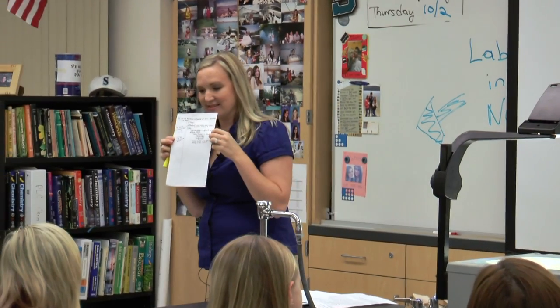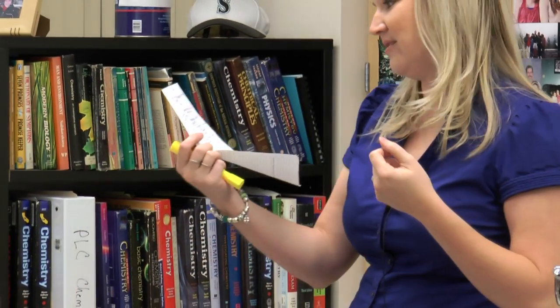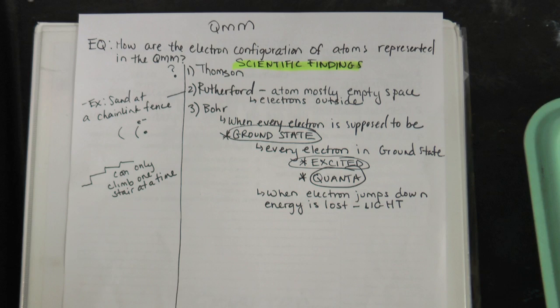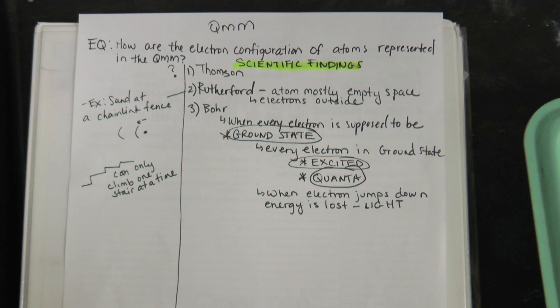My notes already look like this. I don't know what yours look like. That's okay if you did them a little differently. I just kind of wanted to share with you. I really liked, and some of you even repeated it back to him, his analogy of sand at the chain link fence. So I actually wrote it in the margin, because to me, for me personally, that would help me remember what he was talking about. When he was talking about Rutherford, basically.